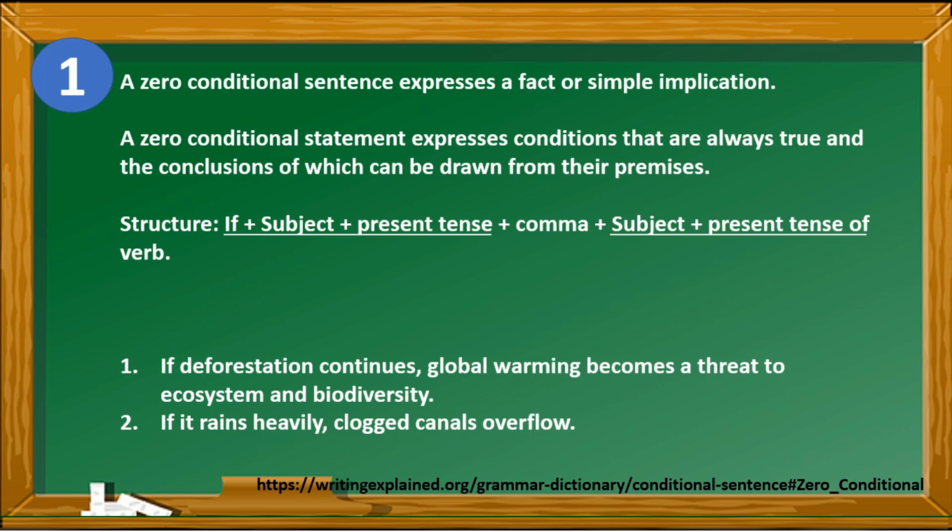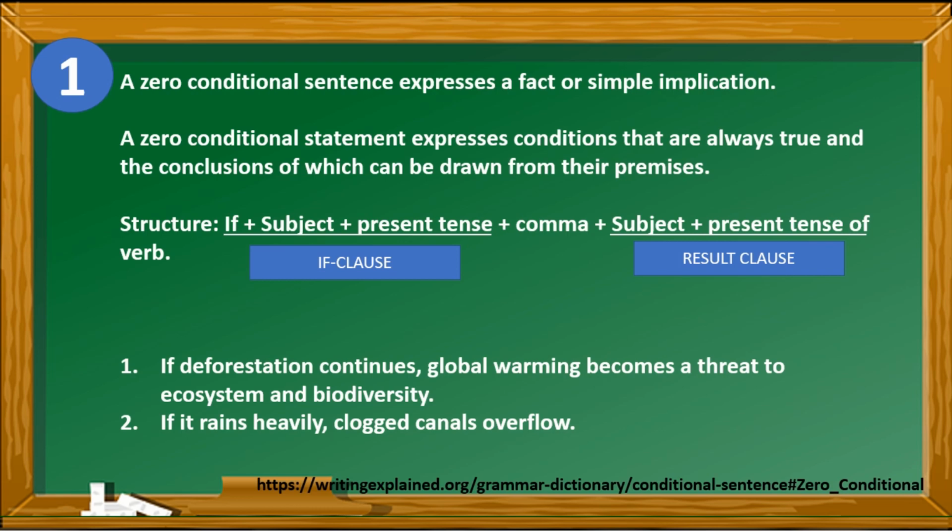A zero conditional sentence expresses a fact or simple implication. A zero conditional statement expresses conditions that are always true and the conclusions of which can be drawn from their premises. The structure is, for the if clause, if plus subject plus present tense of a verb. And then there is a comma that separates the two clauses. Then, for the result clause, we have subject plus present tense of a verb and the rest of the sentence.